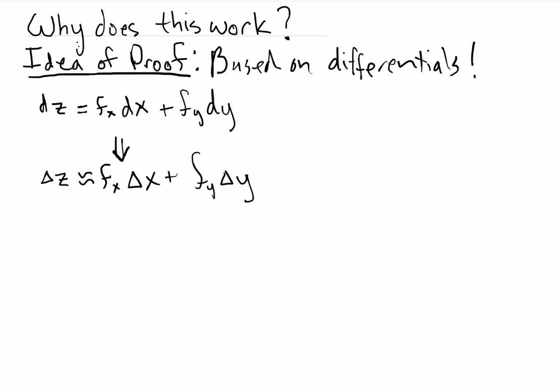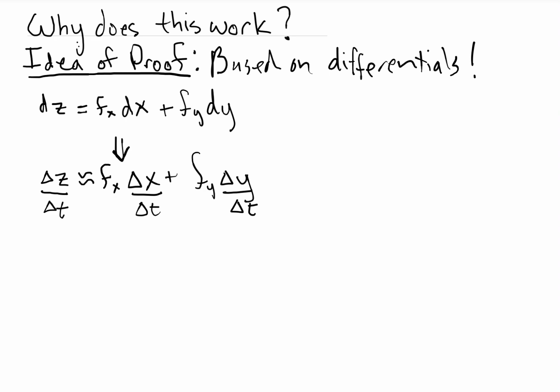Well, what happens if I go through and I divide everything in this rough equation through by a change in time, right? Well, I'll go ahead and do this here. Here's my delta z. I'll divide that by delta t. I'll divide this term through by delta t. And I will divide this term through by delta t. You notice this looks actually pretty close to what we've got for our chain rule formula.